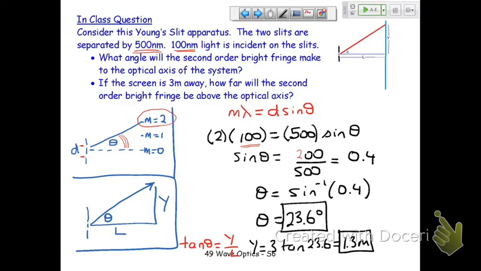If I have my calculator in degrees, I get my answer in degrees. If I have my calculator in radians, I get my answer in radians. Just make sure you put down the right thing.